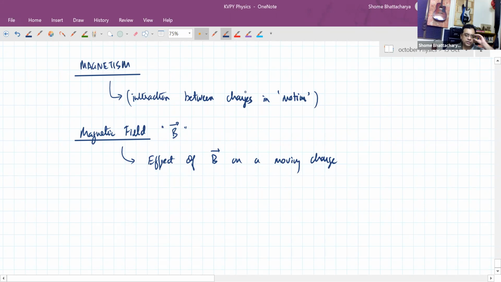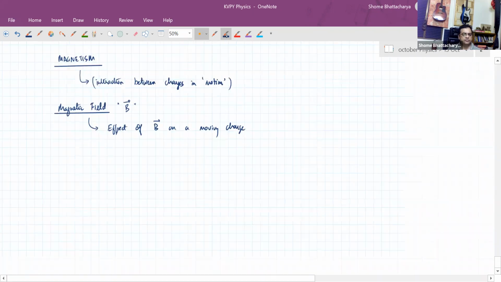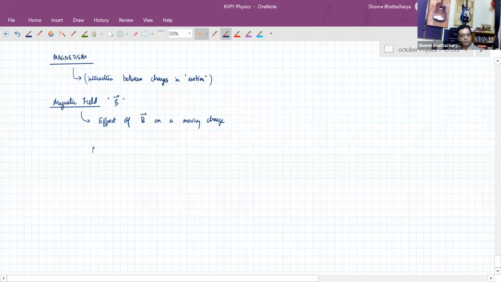Like many of you would have heard and know that Earth has its own magnetic field. So let's assume we are doing the experiment related to the Earth's magnetic field. So if we have a moving charge in the presence of the Earth's magnetic field, how will it interact with that moving charge? So let's understand that first. So there is the fundamental formula which is for magnetic force acting on a charged particle.